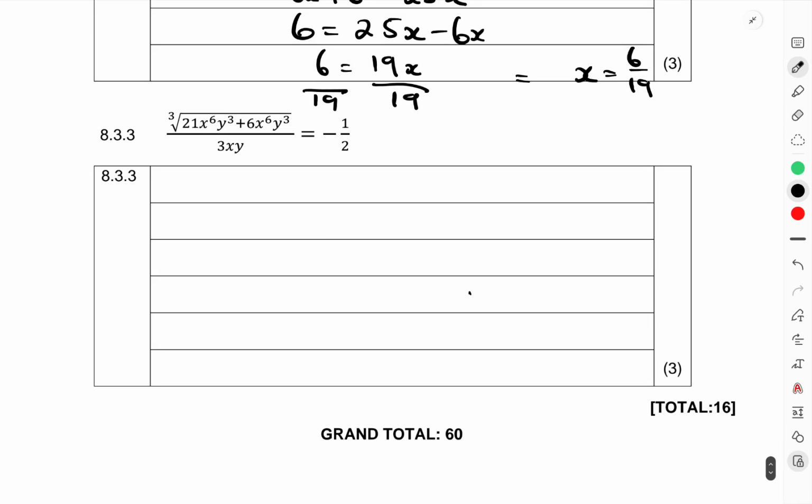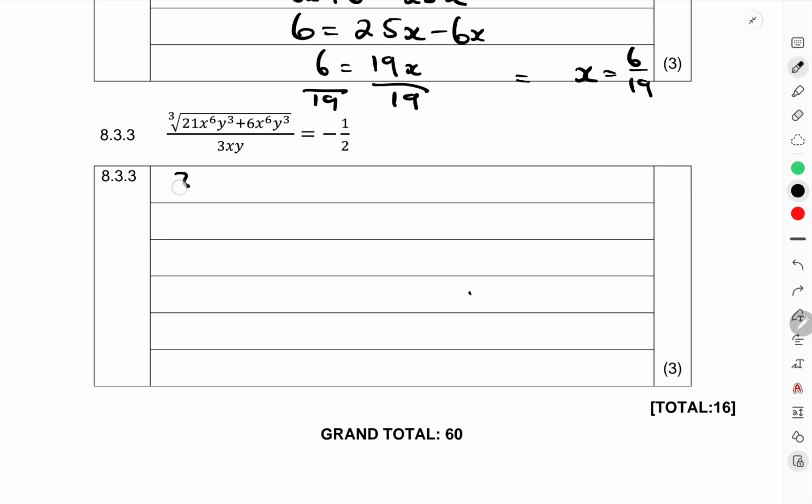Now, the last one, 8.3.3. Right. We are solving for x this time around. But when we look inside the cube root, we see 21x to the power of 6, y to the power of 3, plus 6x to the power of 6, y to the power of 3. What sign do I have there? It is plus. Plus, I should think about algebra. Algebra, I should think about like terms. Like terms should have the same variable raised to the same exponent, right?